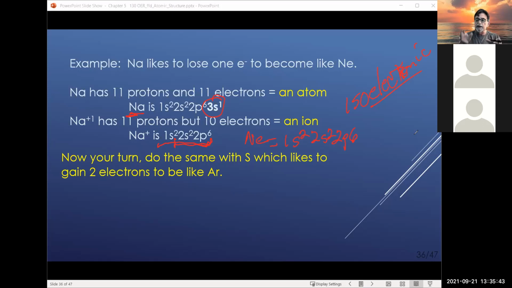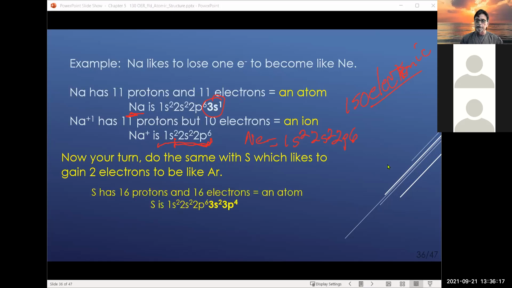If sodium became neon, sodium would have to lose what? A proton, right? It didn't lose a proton. Way back when I said you can lose or gain neutrons and electrons all day long, no problem, you still have that element. All right, so that's the driving force. Sodium became isoelectronic like neon. Now let's take a look at sulfur.